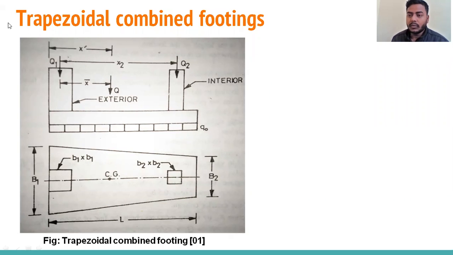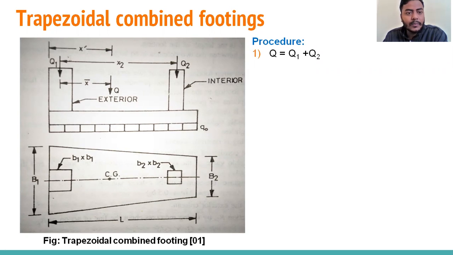So always, to solve the design problem and to design combined footing or any footing, there is a procedure that you have to follow. When you follow the steps, follow the procedure, you will get each and every data step by step. So we will not get confused. That's why I'm saying always follow some steps and procedure. So first we will calculate the total loads, that is the summation of the two loads. Here the combined footing is supporting the two loads Q1 and Q2. So we'll take the total load.